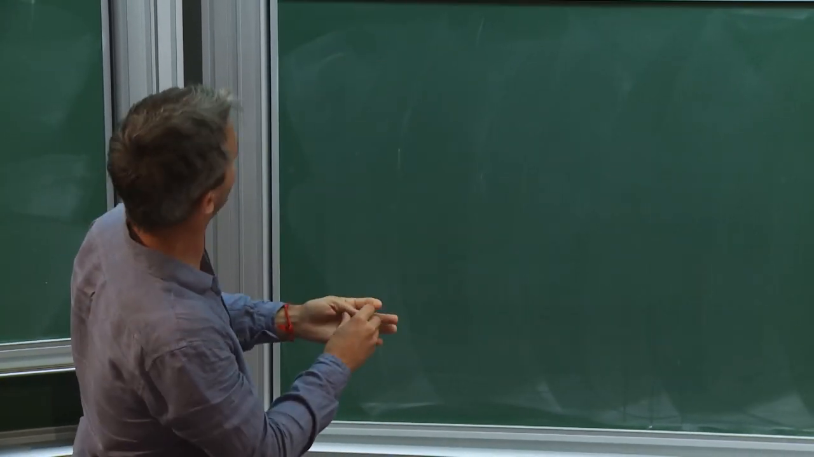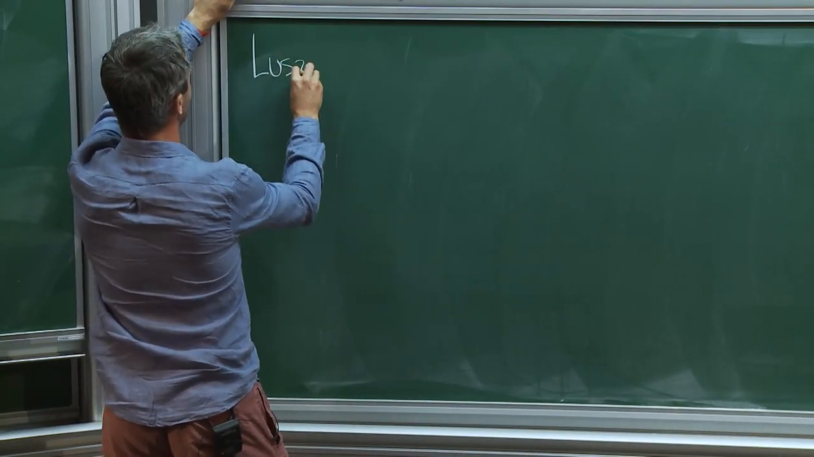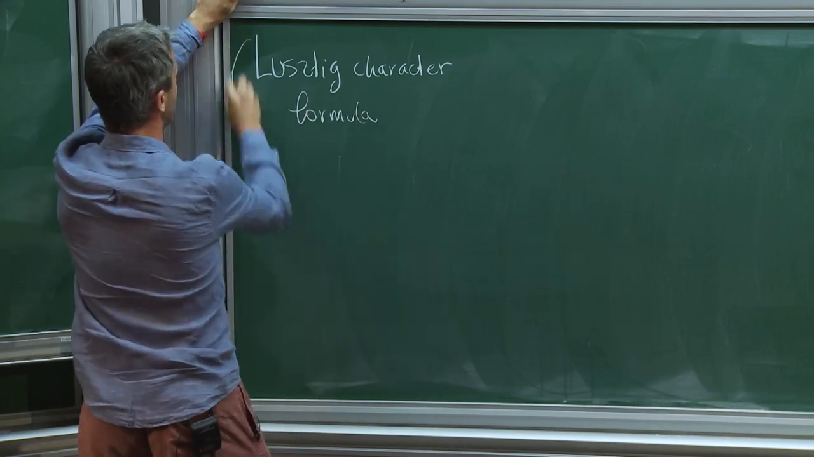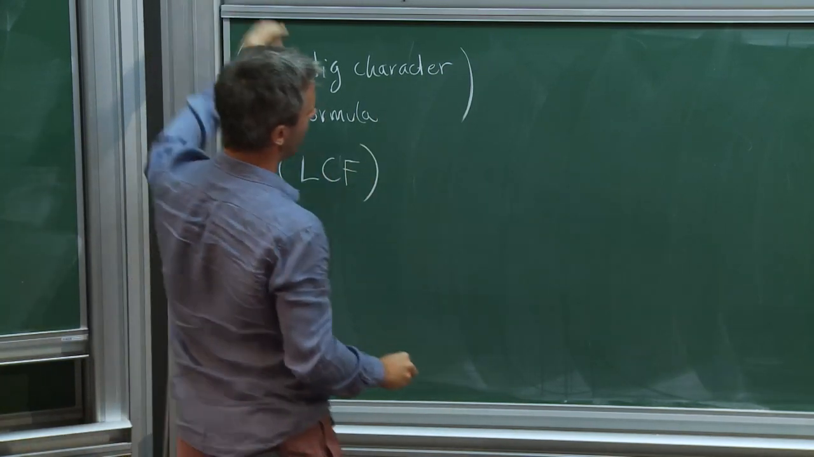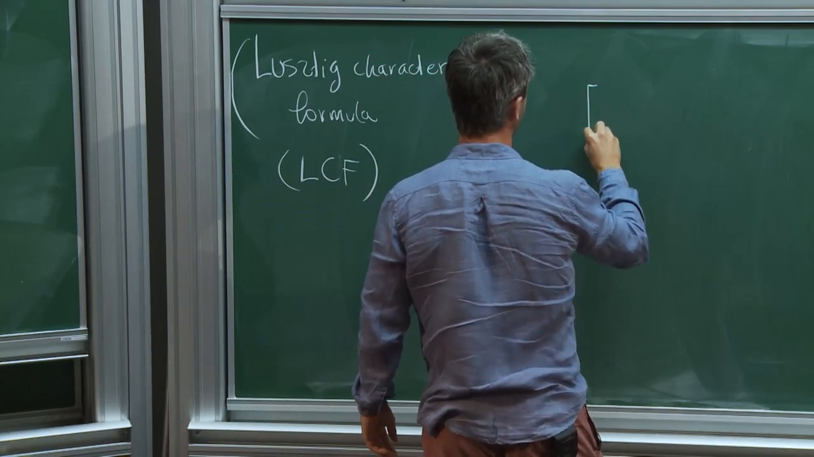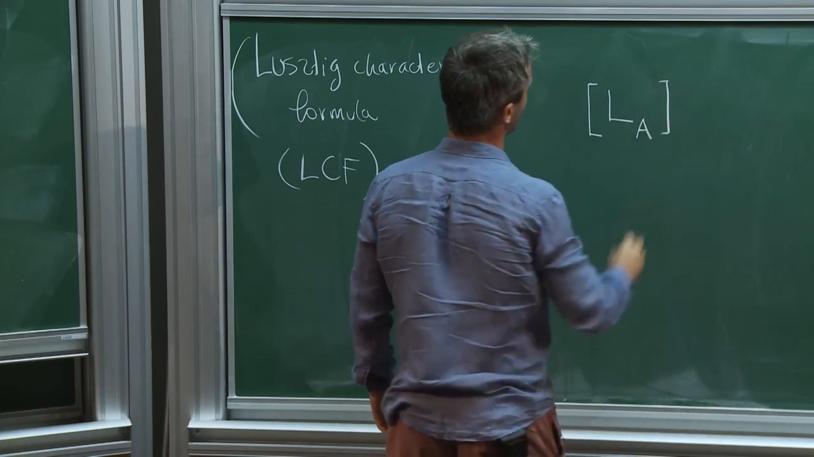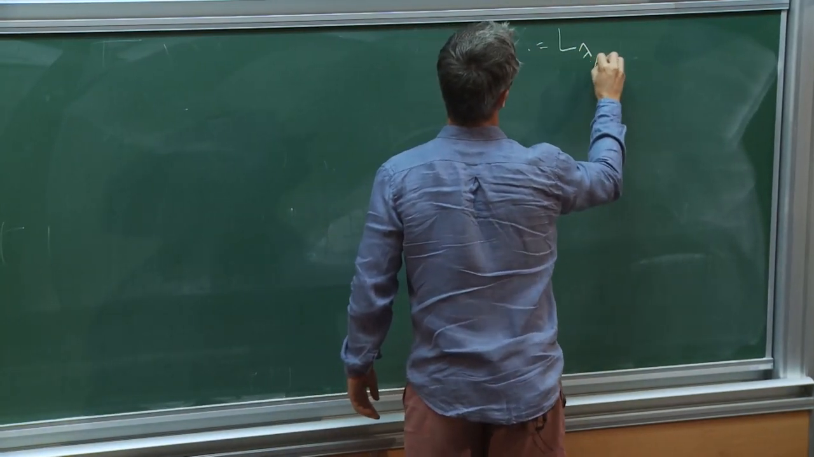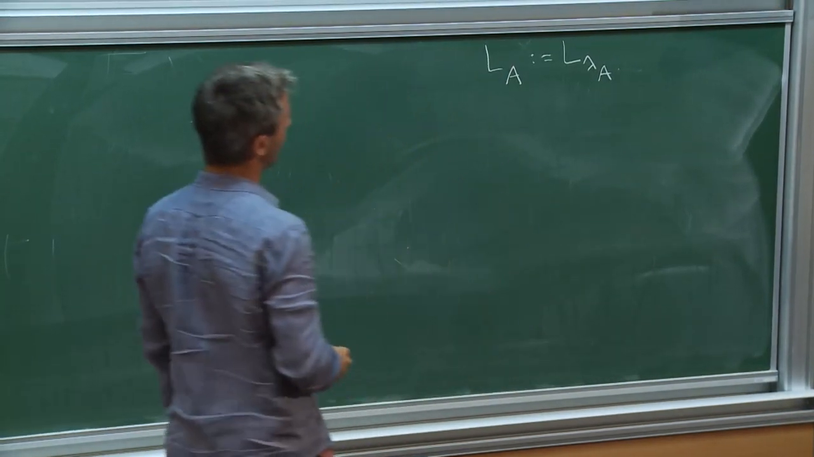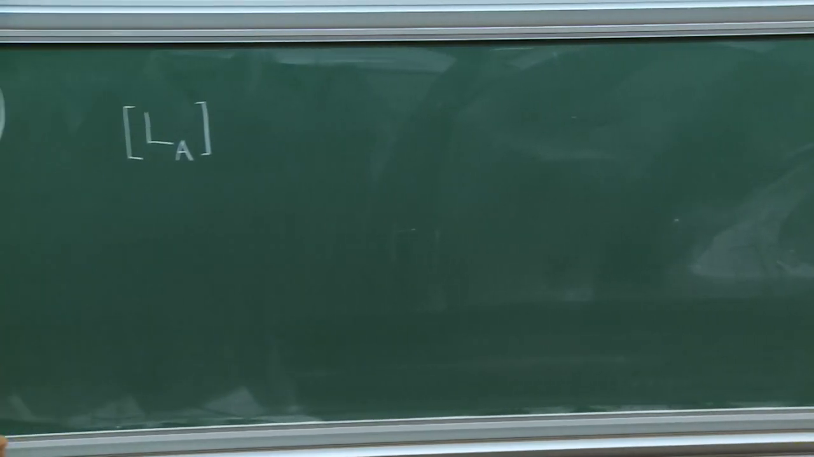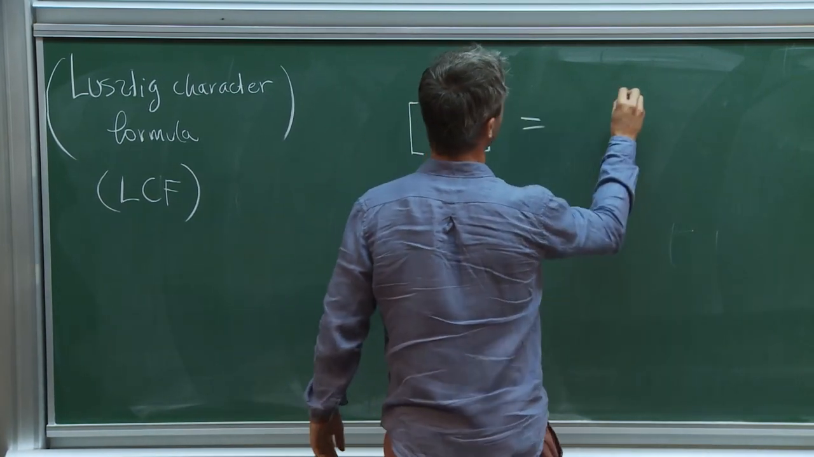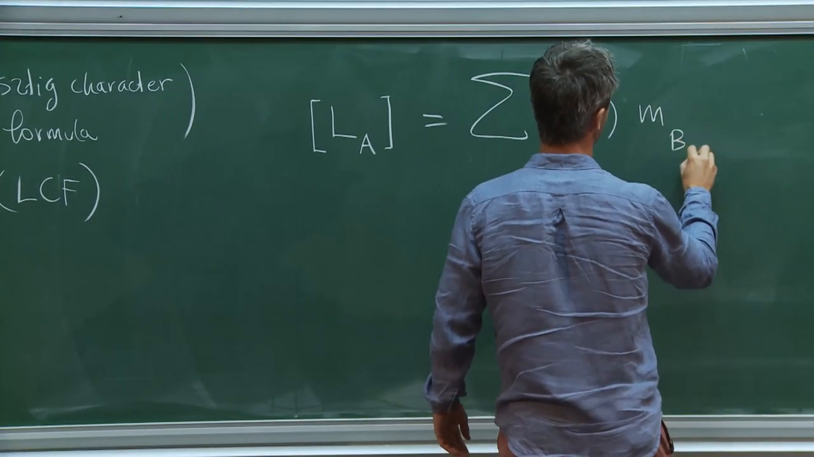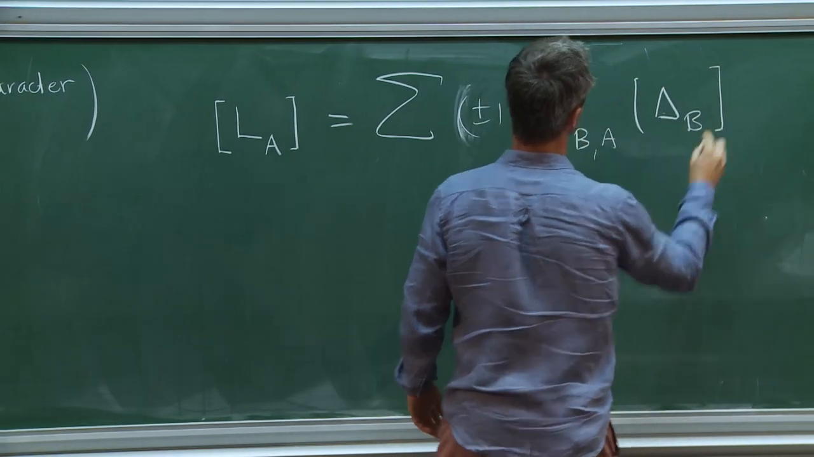And so now we have this Lusztig character formula. From 1979, so I'll call this LCF, which is the statement about the class in the Grothendieck group, you could also say the character. So I want to rename: L_A is by definition the simple module with this highest weight. So now I'm indexing everything via alcoves instead of via highest weight, and it's the statement that this is the sum, and there's a sign that I won't go into, m_B,A delta_B.